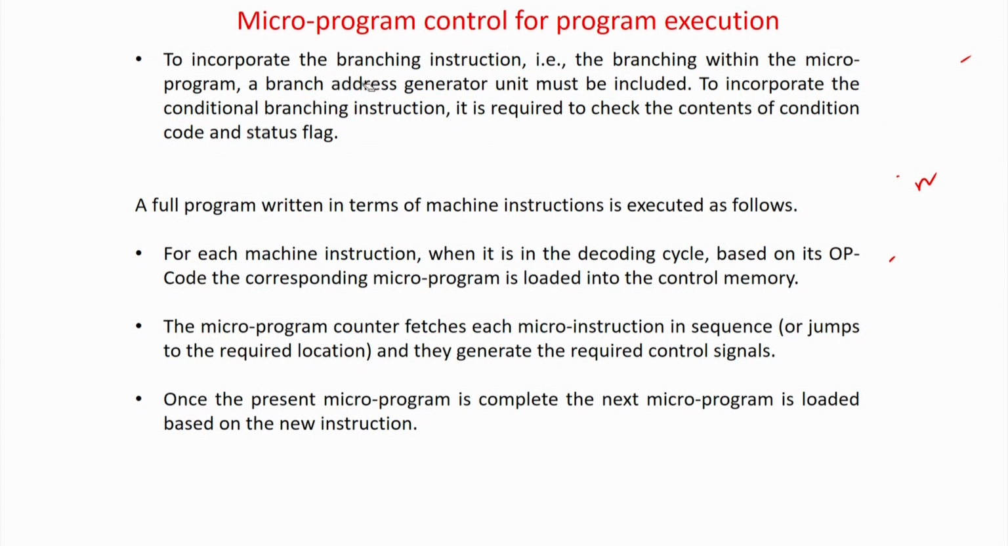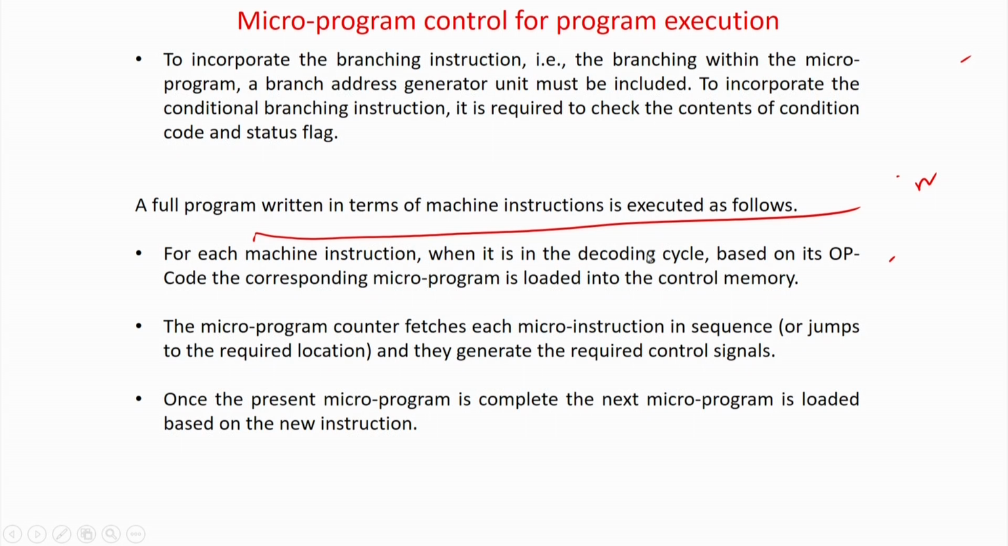So, basically a full program written in terms of machine instructions executes as follows. For each machine instruction, that is the macro instruction, as I already told you, first there is a fetch phase. The opcode actually corresponds to the microprogram. The opcode corresponding to the microprogram is loaded into the control memory. You can just think of it in this manner: whenever a macro instruction has come for execution, immediately you execute the micro instruction for fetch.